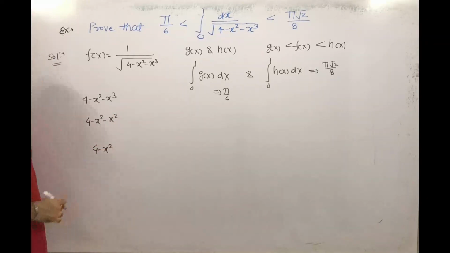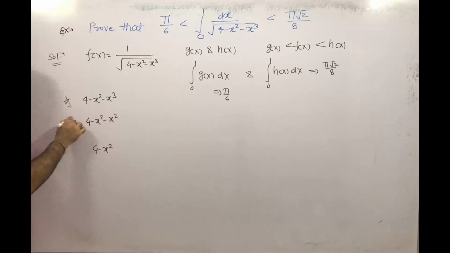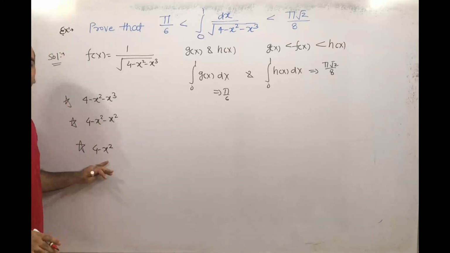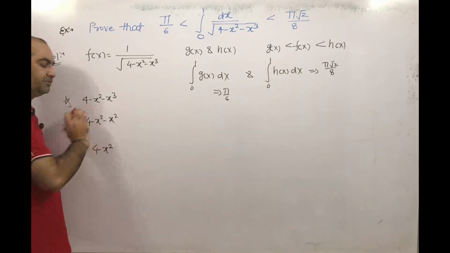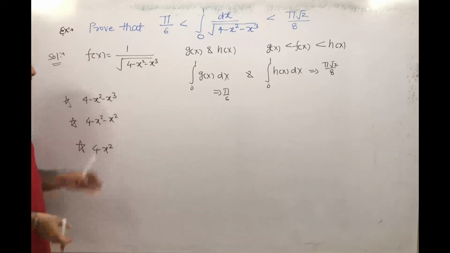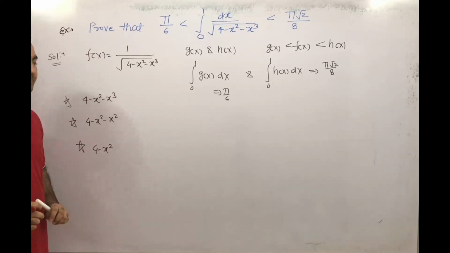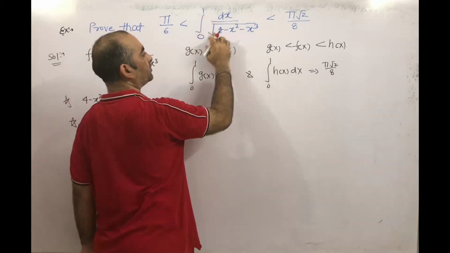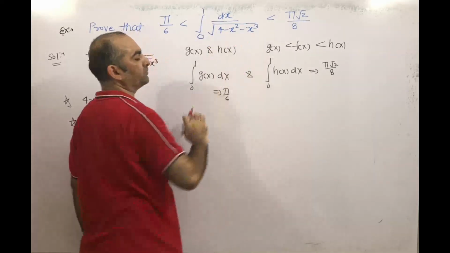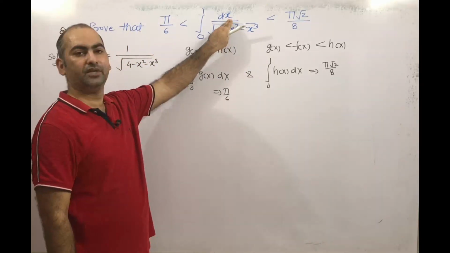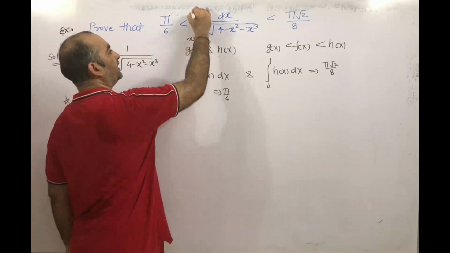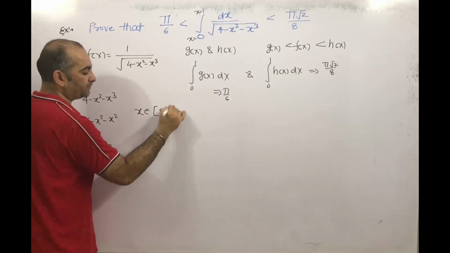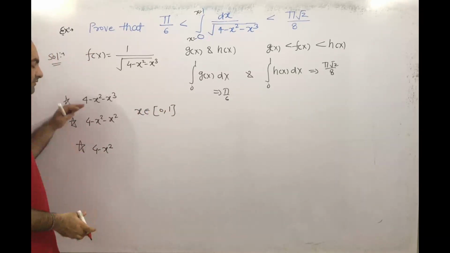So first thing, we will find the relation between these three quantities. How to find the relation between these three quantities? Here we don't know the x value. If you know the x value, we can say which one is greater and which one is smaller. So here you can see we are integrating between 0 to 1, dx divided by root over 4 minus x square minus x cube. The integrating variable is x, so the limit is x equal to 0 to x equal to 1. So we can say that x belongs to 0 to 1, and in this interval we have to check which one is greater and which one is smaller.